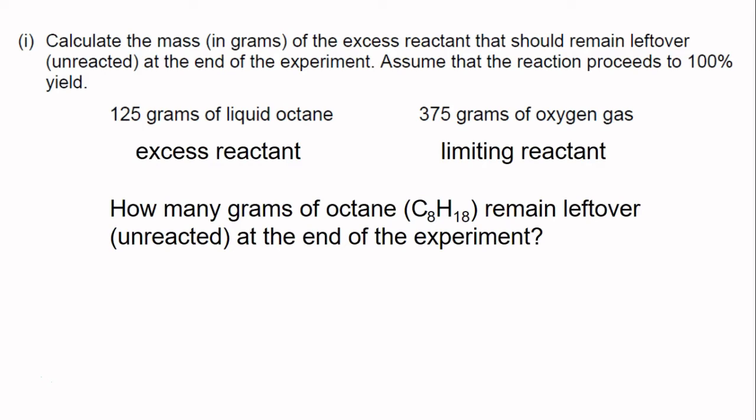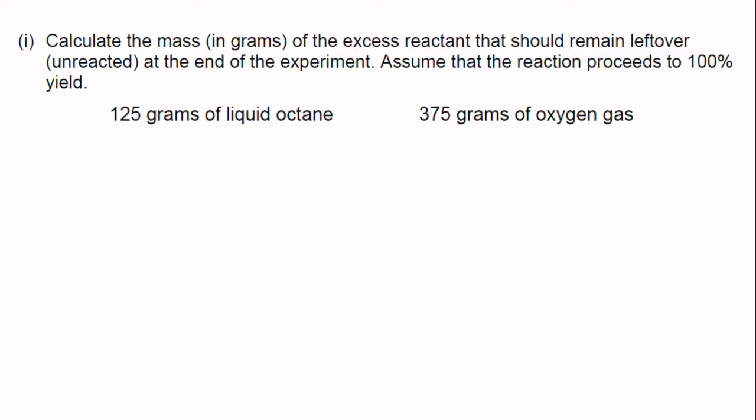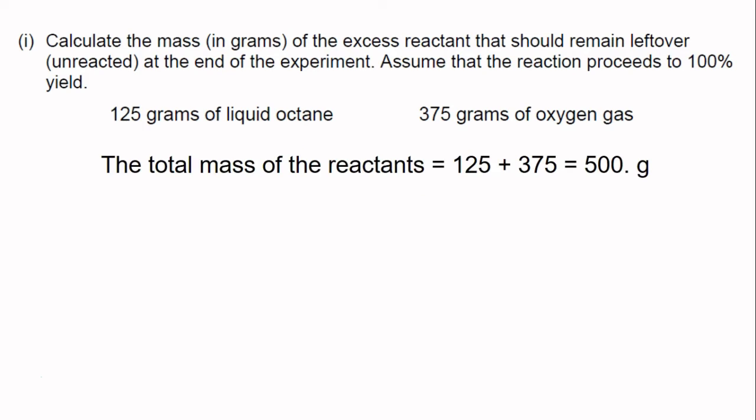So there really are 2 different ways to do this calculation. I'm going to show you both methods, and you get the same answer either way. So let's assume that we started with 125 plus 375, that's 500 grams of reactants. We should end up with 500 grams of material at the end. Now we're not going to have 500 grams of products. There's going to be some octane left over.